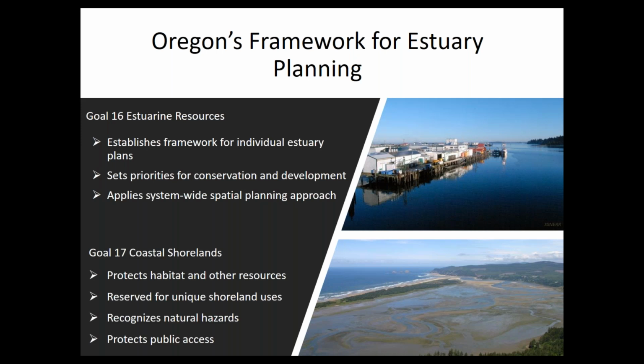Goal 17 provides protection for habitat and other resources, is reserved for unique shoreland uses, recognizes natural hazards, and protects public access. Goal 17 was developed to complement Goal 16. Whatever you have going on in your water area, you look at your upland area, and that's how you develop the zoning in that area. There are several protections in Goal 17, so you have to look at what we refer to as inventories to see what those protected areas are and how best to manage them.